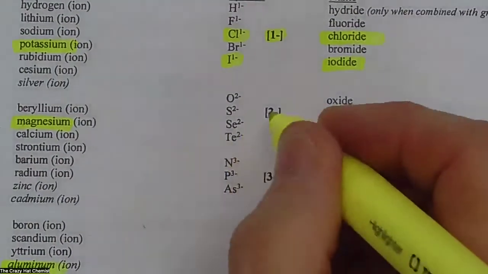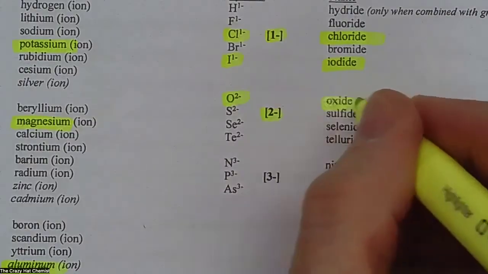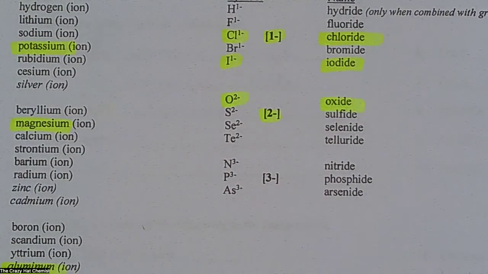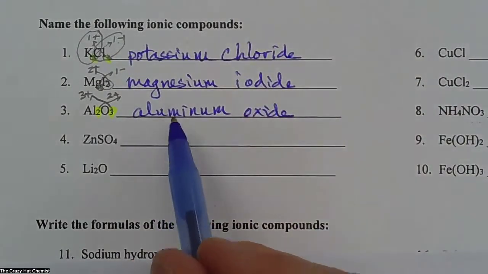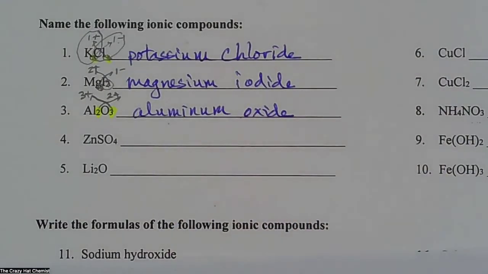So here is the 2 minus category. There's an O with a 2 minus. What is that? None other than oxide. So the name of this compound is aluminum oxide. All right, fantastic.